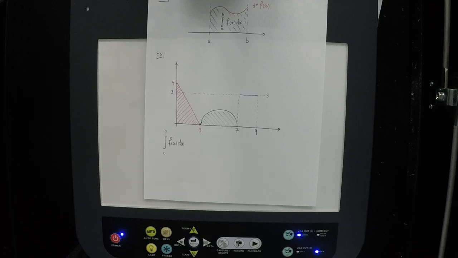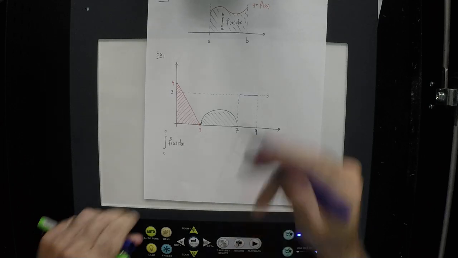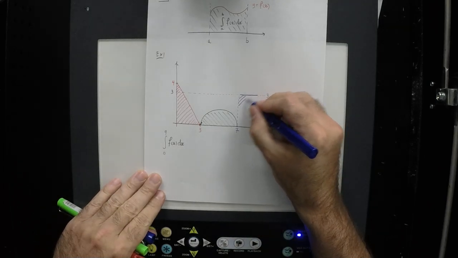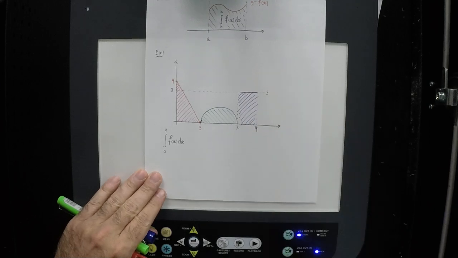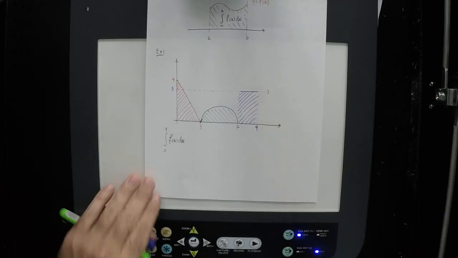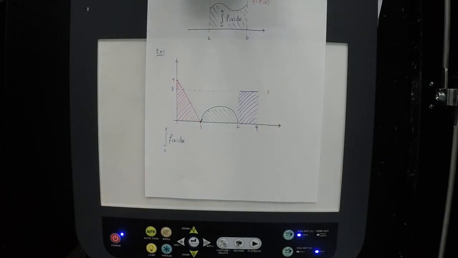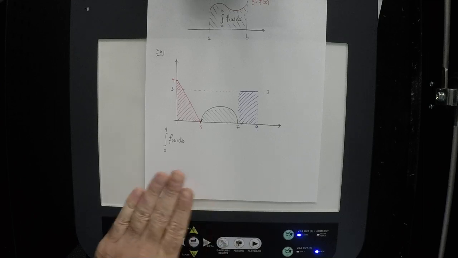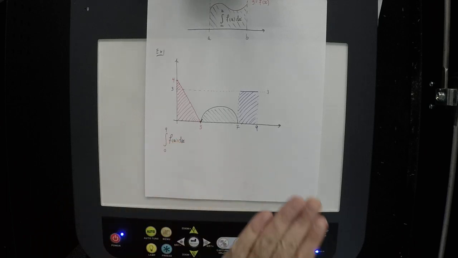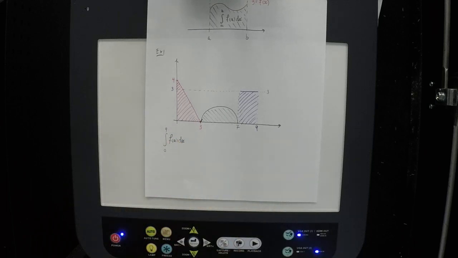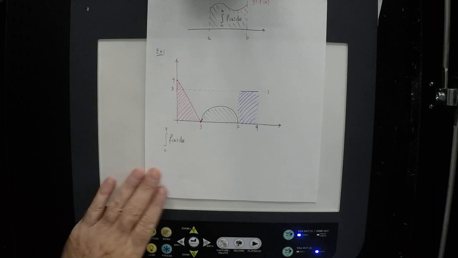Yeah, you just take the formula for the area of a circle and then divide by 2, because that's half of it. And then the last shape, well, that's the simplest shape of all, right? That's what they're all defined in terms of. That's the rectangle. So we can find the integral by finding the areas of the individual pieces and then adding them up. So let's do that.